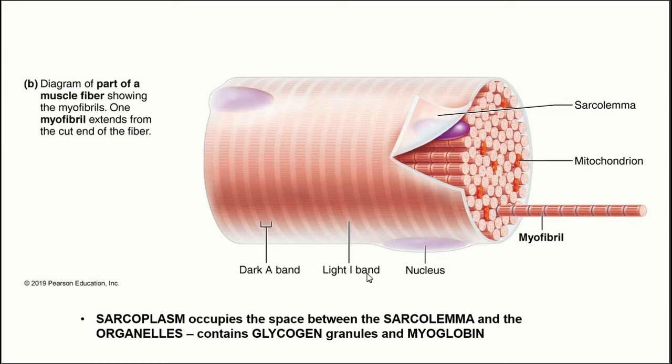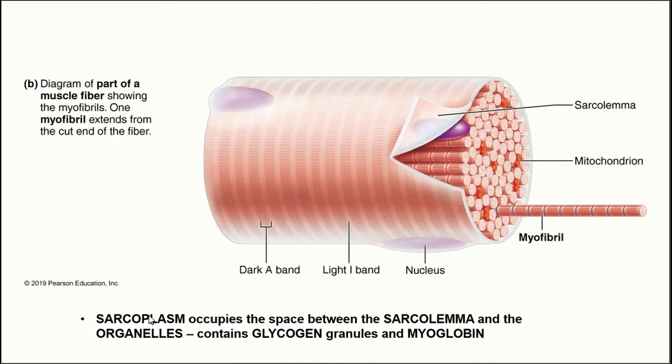One of the things we don't see in this diagram, and they don't label, I don't believe in any of the diagrams in your textbook, they simply talk about it, is this material that's called the sarcoplasm. And as you probably guessed, sarcoplasm is the cytoplasm of the skeletal muscle cell. It occupies the space between the sarcolemma and the organelles that are inside of the skeletal muscle fiber.